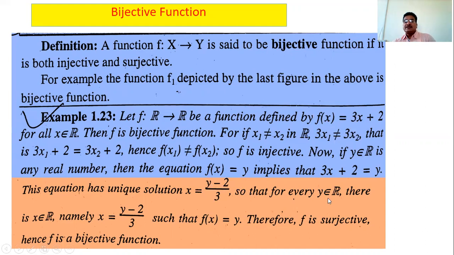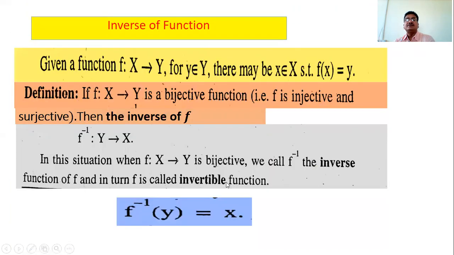Therefore, x is equal to (y minus 2) by 3 is such that f(x) is equal to y, so (y minus 2) by 3 is the pre-image of y. And therefore the function f is surjective, because this y is an arbitrary element of the set R, and it has a pre-image. Every element of this codomain has a pre-image, and hence the function is bijective, because the function is injective as well as surjective.